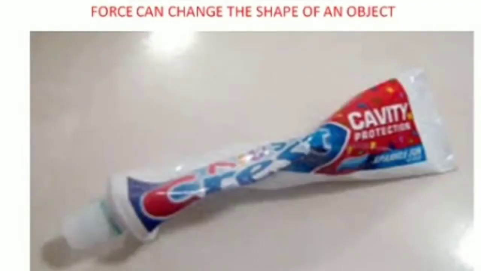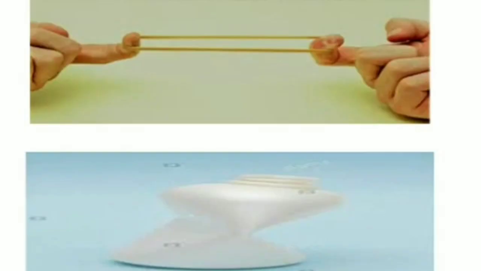Now let's take a few more examples. Just think of your toothpaste tube. Whenever you press the tube, the toothpaste comes out of it. But have you ever noticed that at the same time the shape of the tube also changes? So what changes the shape of the tube? It is due to the force applied on the tube, which causes a change in the shape of the tube. Squeezing a plastic bottle changes the shape of the bottle. Stretching a rubber band. So in all these examples, you saw that the application of force on an object may change its shape.